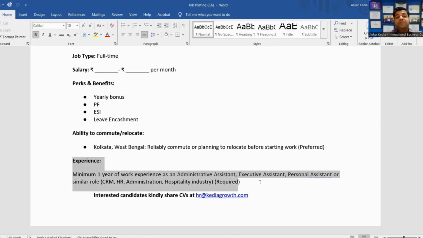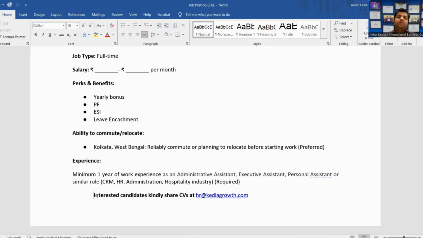Then comes the experience. What is the minimum experience that you're looking for in that specific candidate? So what we've written is a minimum 1 year of work experience as an administrative assistant, executive assistant, or a personal assistant. So this is something that you can say, and this will help you get people from similar industry.